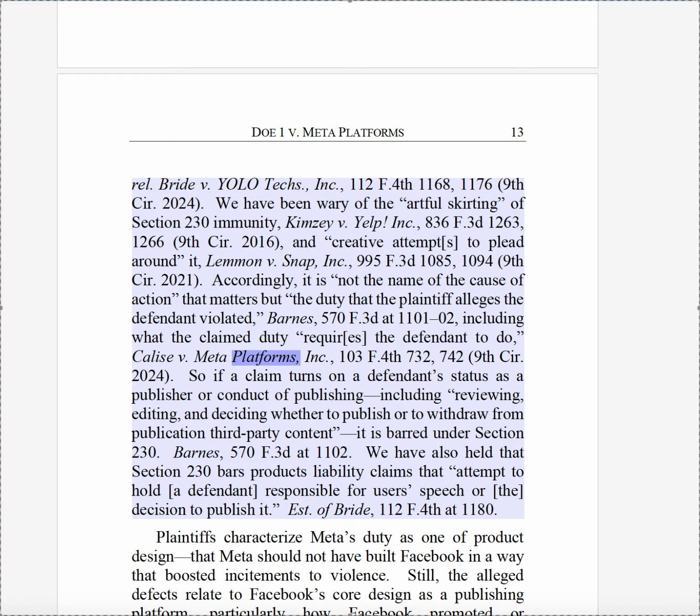Calise v. Meta Platforms, Inc., 103 F.4th 732, 742, 9th Cir. 2024. So if a claim turns on a defendant's status as a publisher or conduct of publishing, including reviewing, editing, and deciding whether to publish or to withdraw from publication third-party content, it is barred under Section 230. Barnes, 570 F.3d at 1102. We have also held that Section 230 bars products liability claims that attempt to hold a defendant responsible for user speech or the decision to publish it.